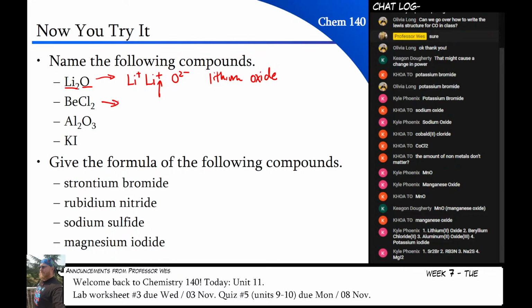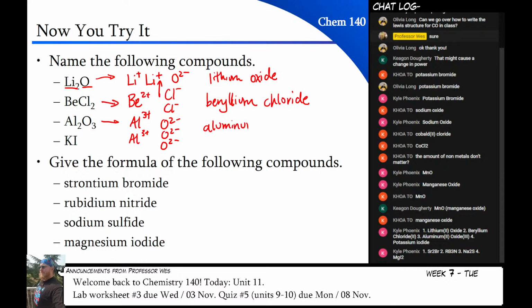For the second one here, we've got beryllium, and I've got chlorides here. There you go. The third one here, we've got aluminums and oxides. And then the fourth one here, we've got potassium and iodide.